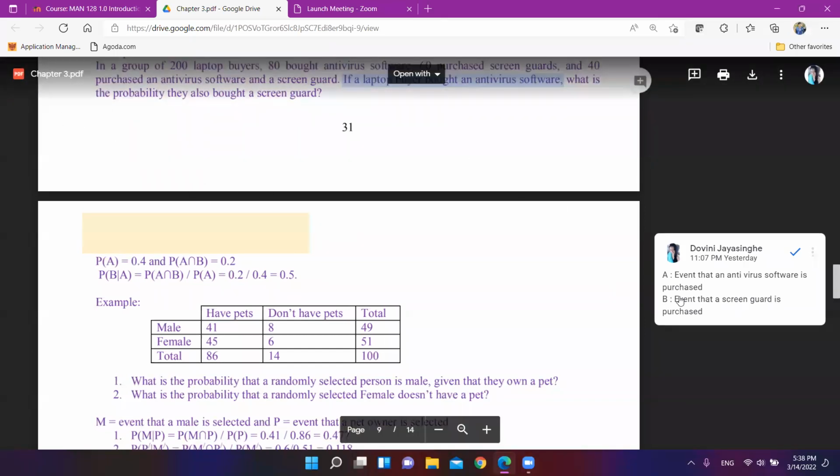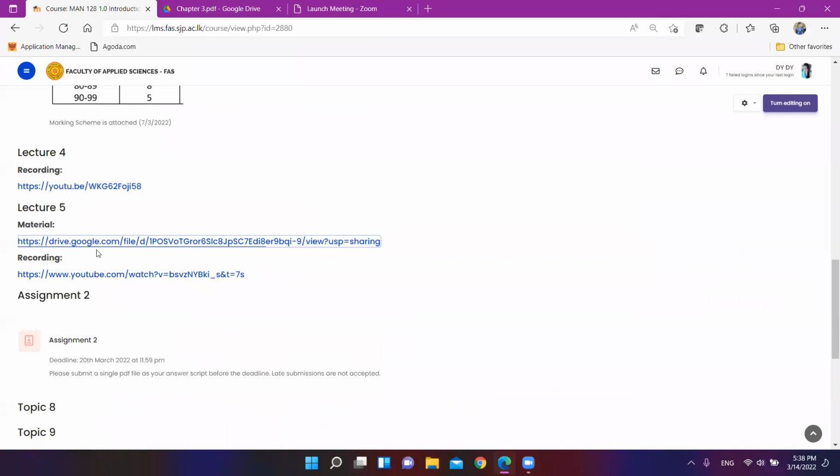But if any one of you have downloaded this before, you are going to miss this comment. So you can just take a screenshot or type it, or else you can simply go to the LMS and just click on this, then you will get the updated material.